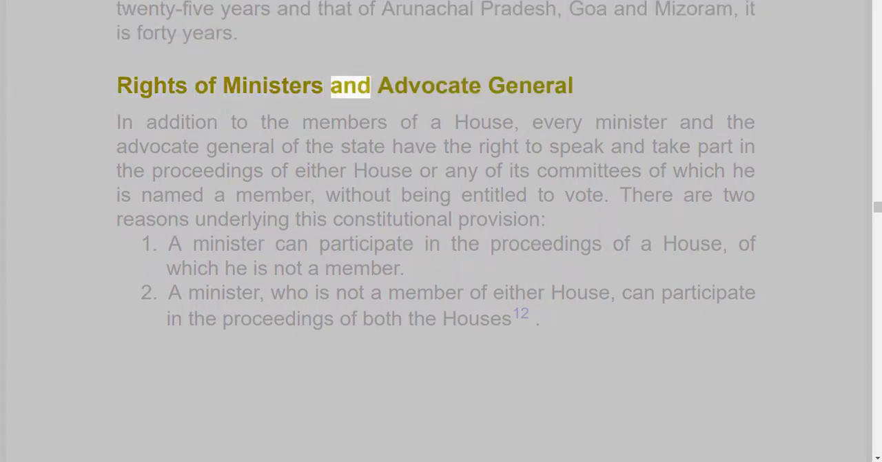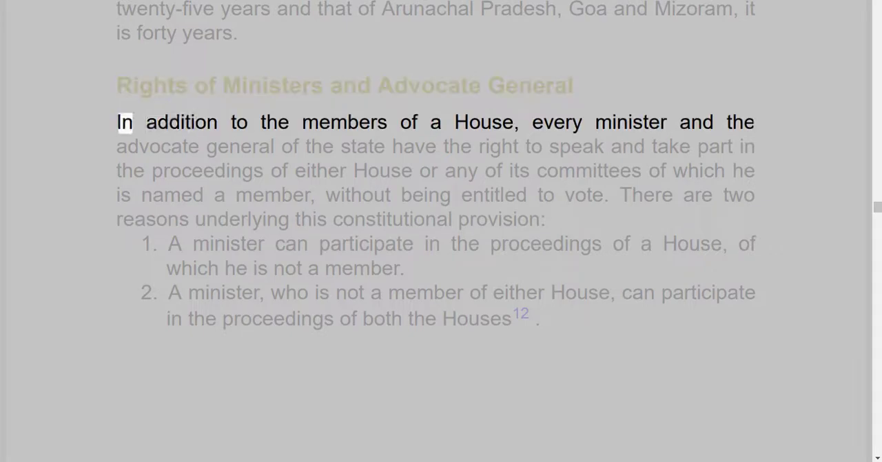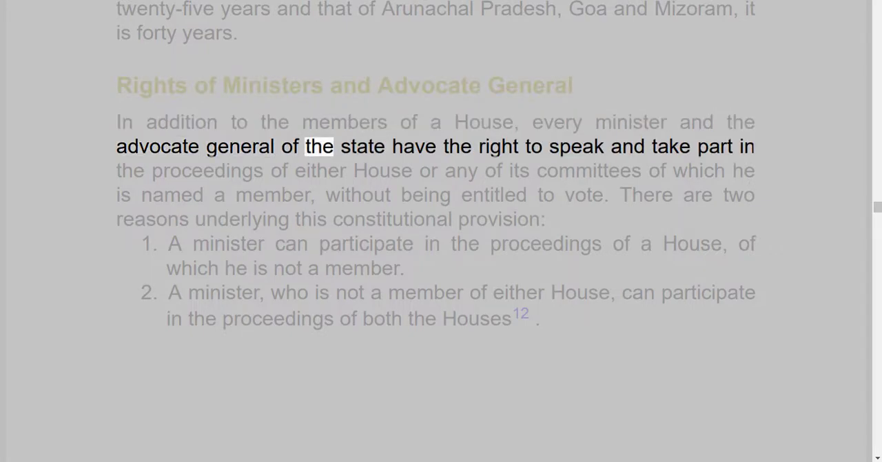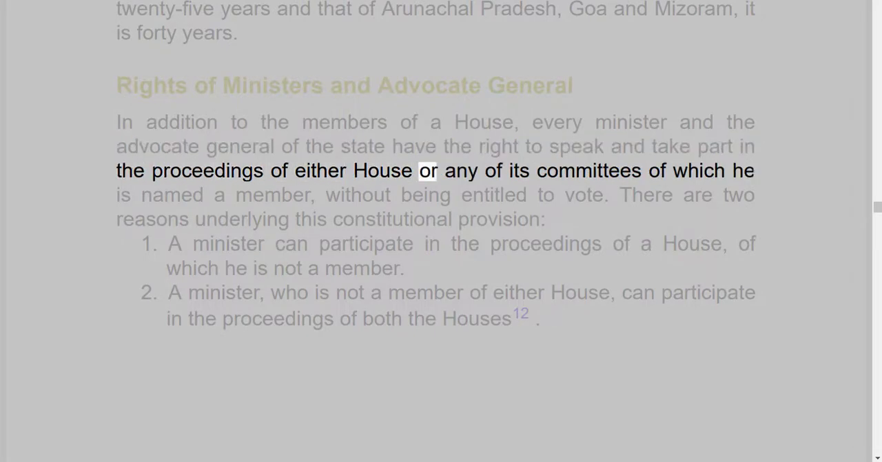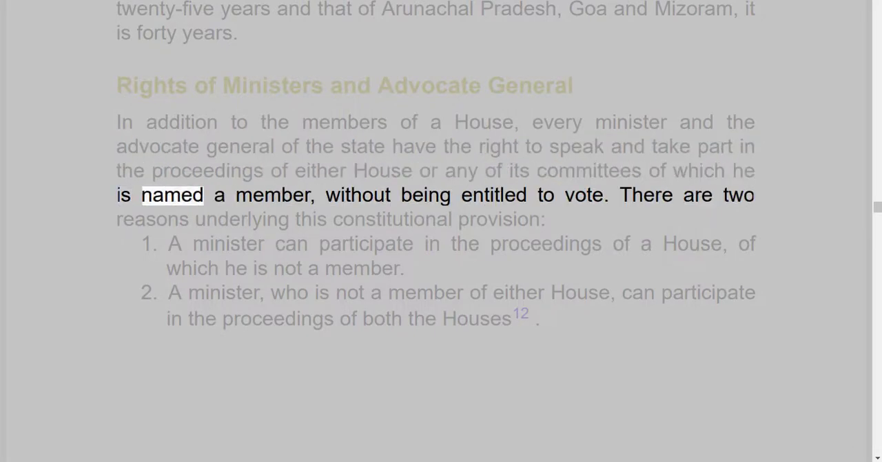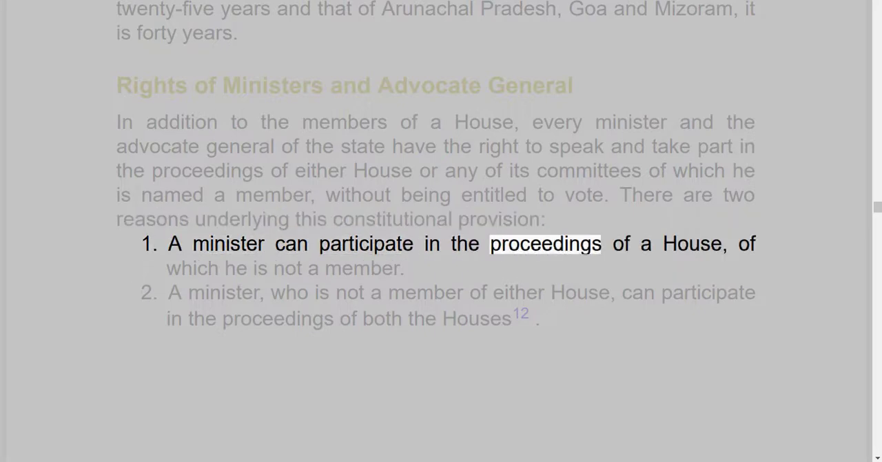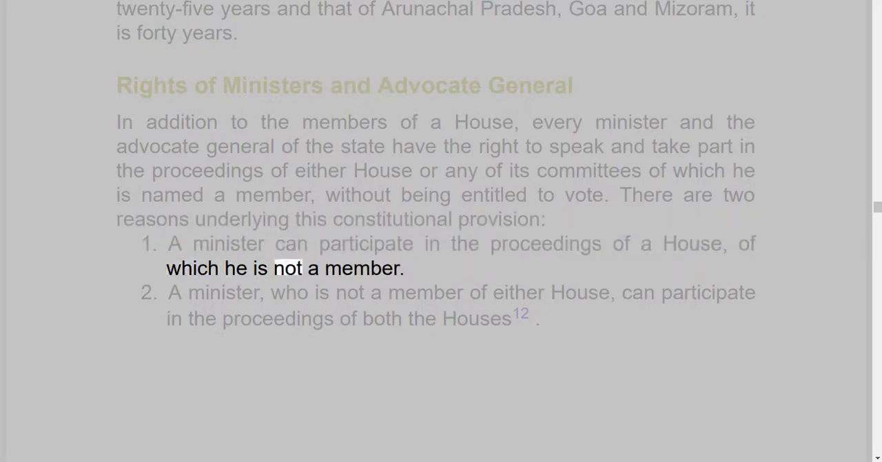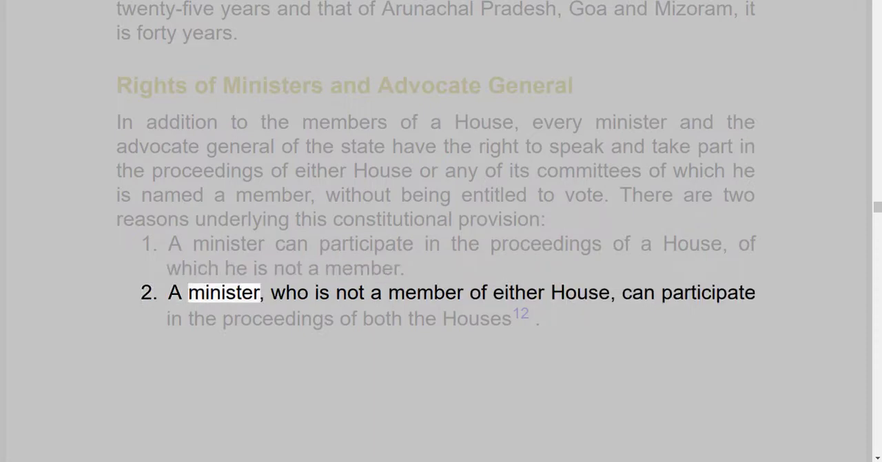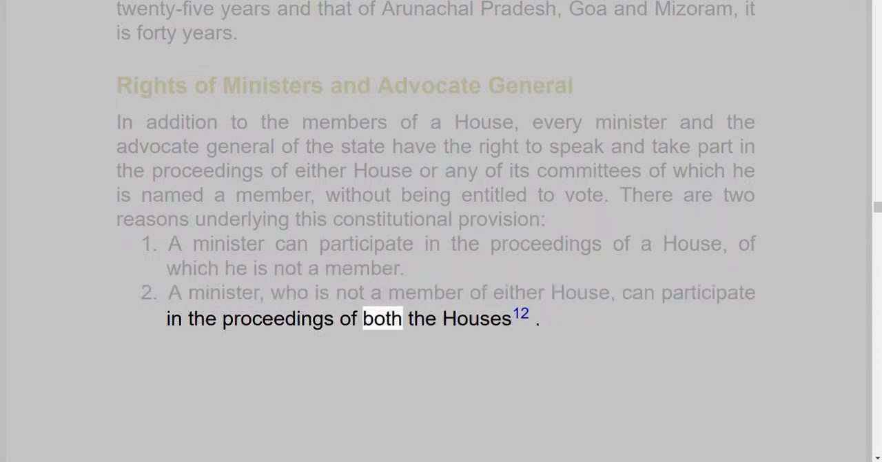Rights of Ministers and Advocate General. In addition to the members of a House, every minister and the Advocate General of the state have the right to speak and take part in the proceedings of either House or any of its committees of which he is named a member, without being entitled to vote. There are two reasons underlying this constitutional provision. 1. A minister can participate in the proceedings of a House of which he is not a member. 2. A minister who is not a member of either House can participate in the proceedings of both the Houses.